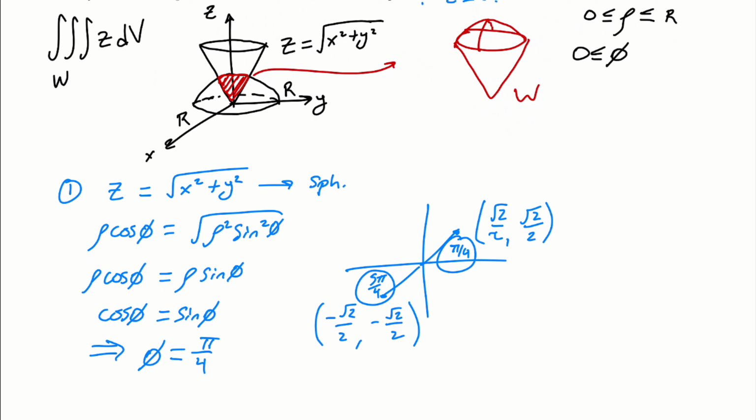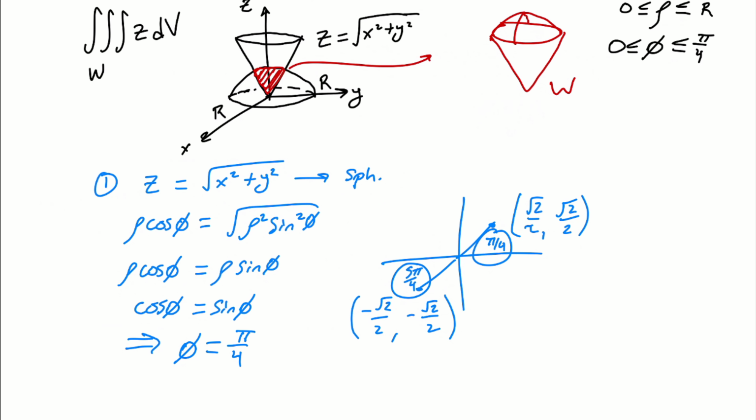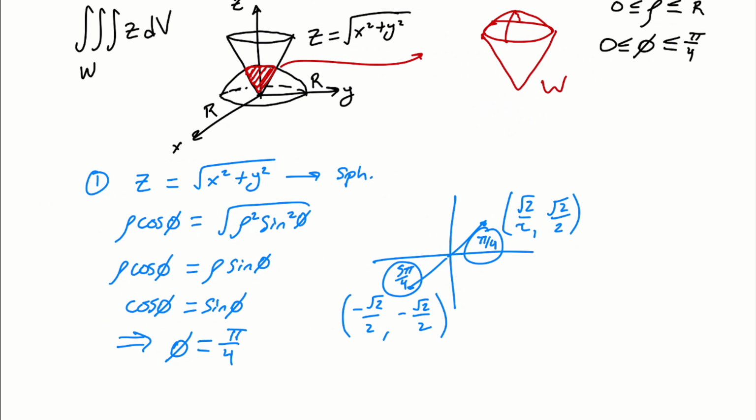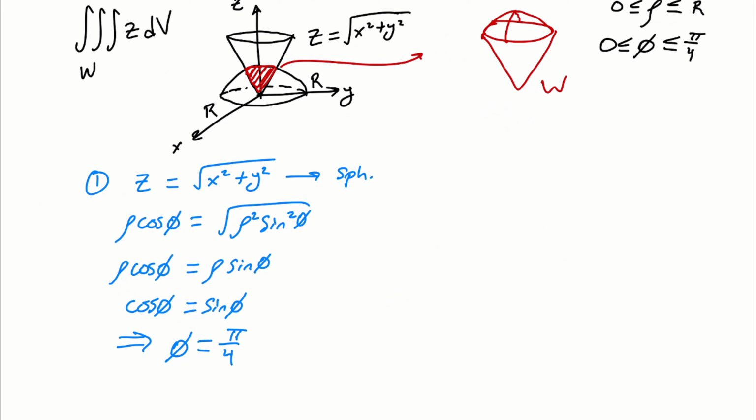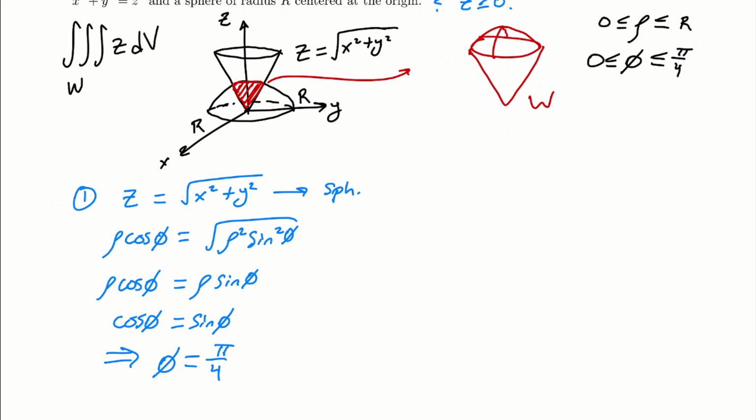So this tells you that this is only true in spherical coordinates if phi is pi over 4. So that's one way to get it. So phi is bounded above by pi over 4. Another way to do this is to think about this cone directly in the YZ plane. If you project it into the YZ plane, you basically just get this V shape.